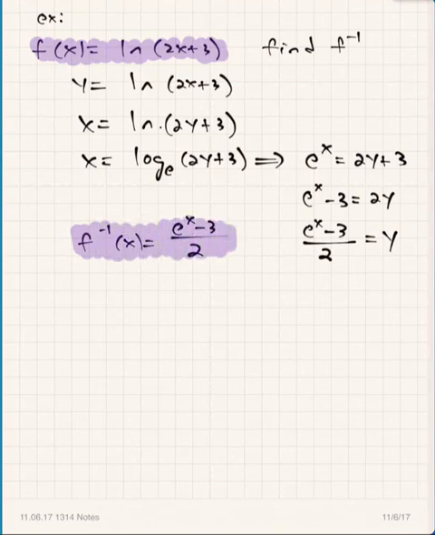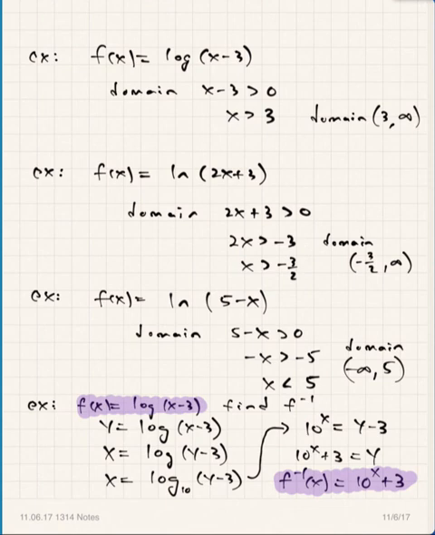So notice when you have a natural log in a function, its inverse is always going to have an exponential function with a base of e in it. Just like on the previous problem, if you have a logarithm function that's a base 10 logarithm, its inverse is going to have an exponential with a base of 10.